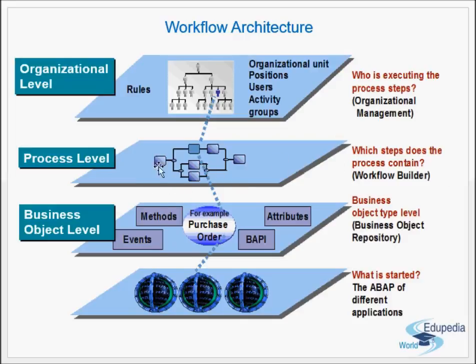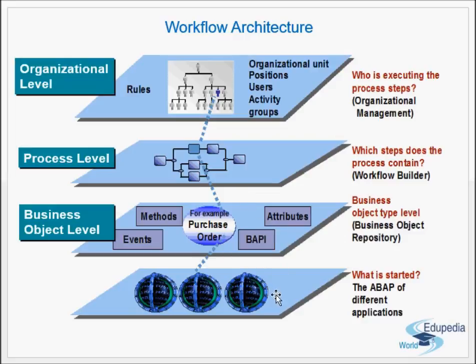The next one is the business object level. Ideally we have the actual objects, with methods, events, attributes, BAPIs, etc. If you take a purchase order, that's an object. A sales document is an object. A leave request, an HRMS record, that is an object. We have different methods, events, attributes, and BAPIs working on these objects. So this is the business object type level, the business object repository.